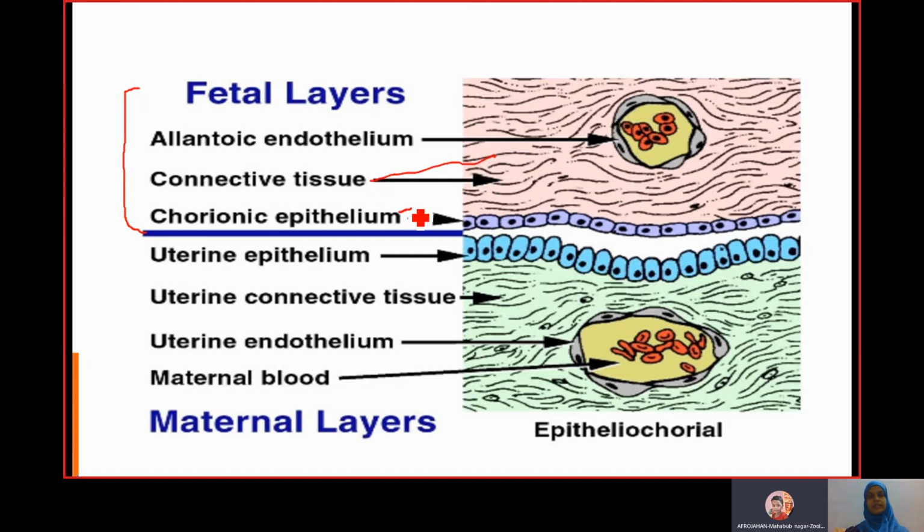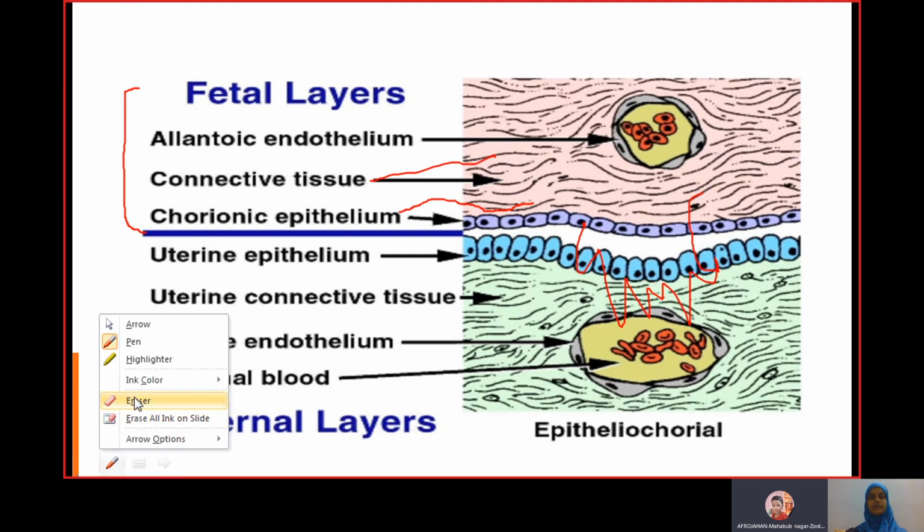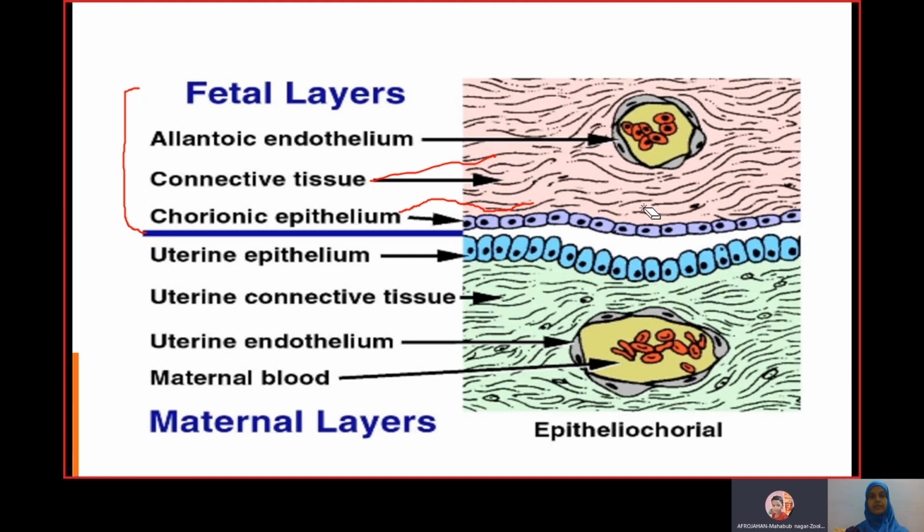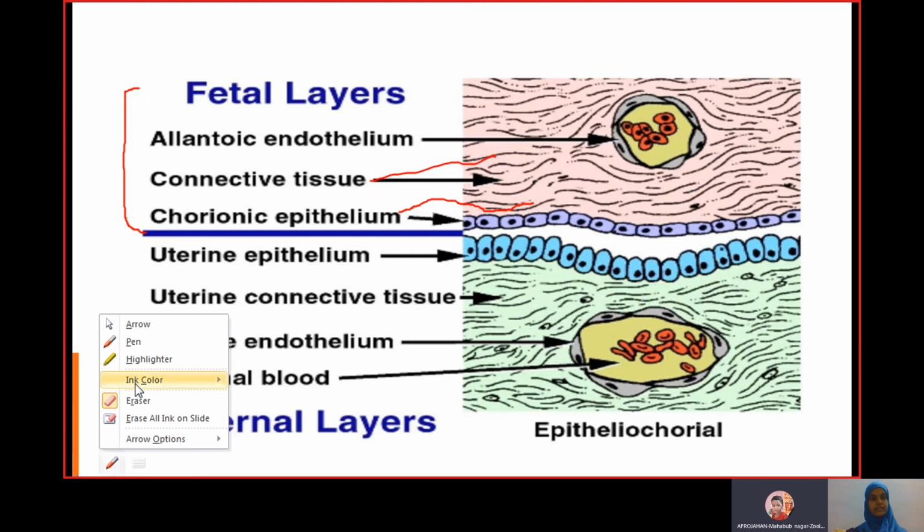Next, the uppermost layer is the chorionic epithelium. This chorionic epithelium forms the chorionic villi inside the uterus. Through this villi all the substances will be transported from the mother to the fetus. Chorionic epithelium, this one. Next we will discuss the mother layers.